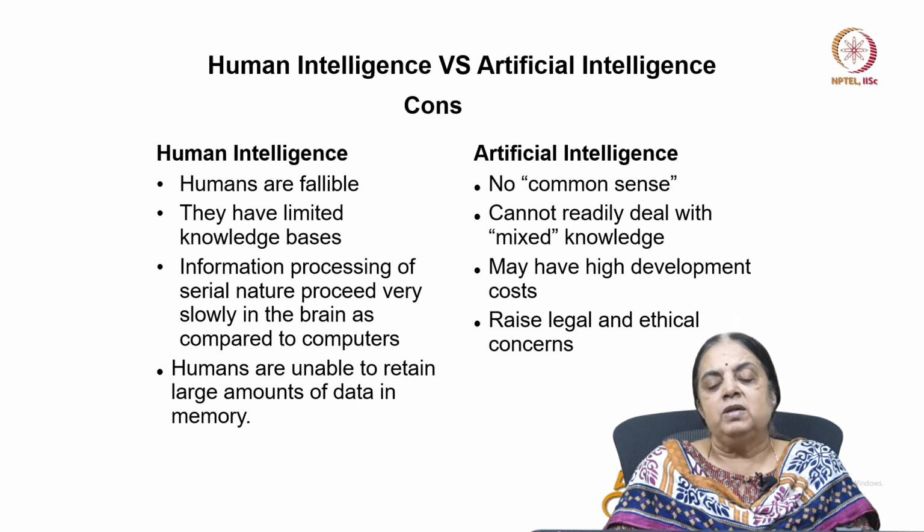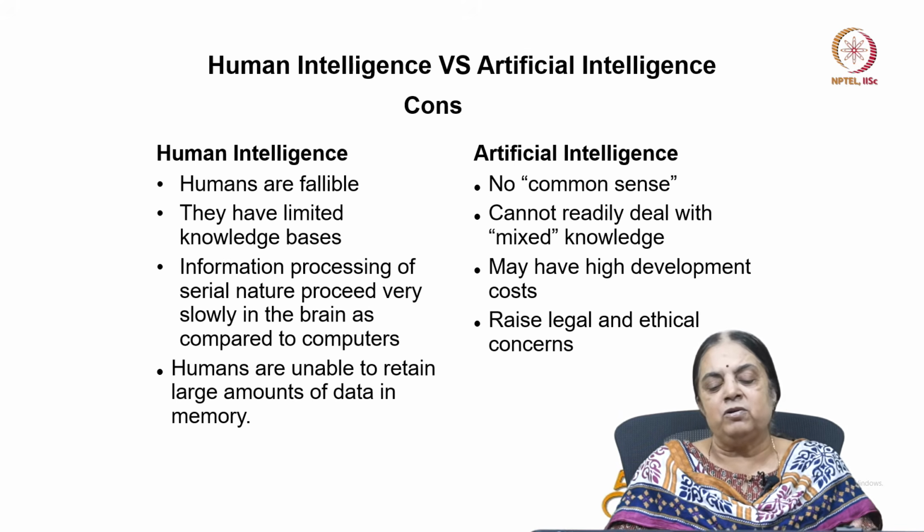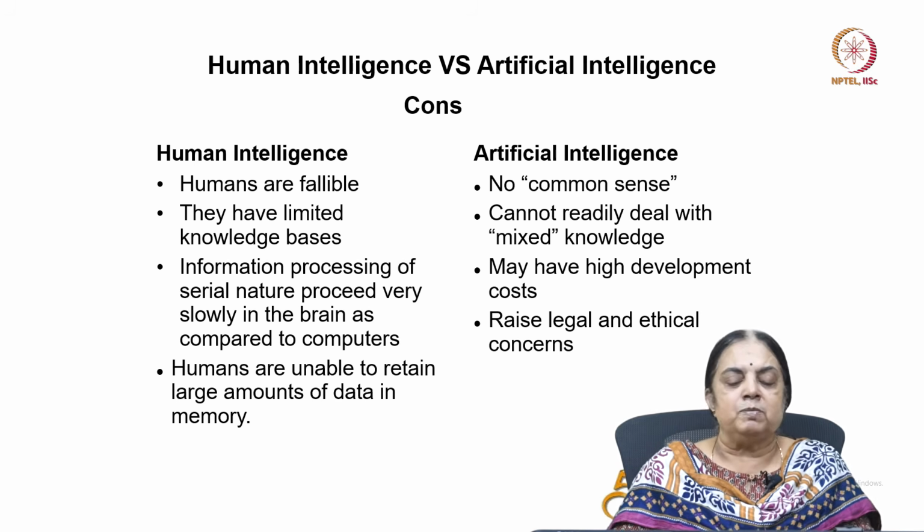Whereas if you take artificial intelligence, there's no common sense, okay? And to deal with mixed knowledge is difficult, okay? There may be knowledge of different types. So how do you make use of that, okay? And you have things like ethical concerns, legal concerns. So ethical concerns, of course, all AI systems have ethical concerns. So we'll talk about ethical concerns later on or towards the end of the course, basically.